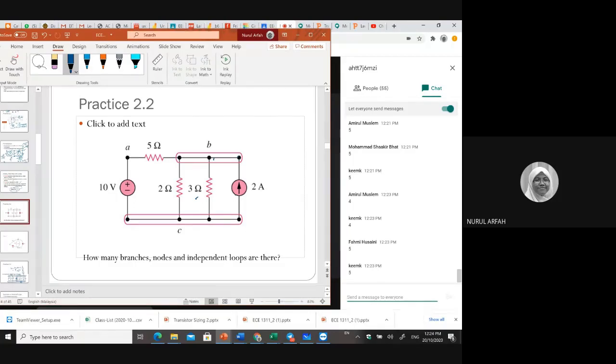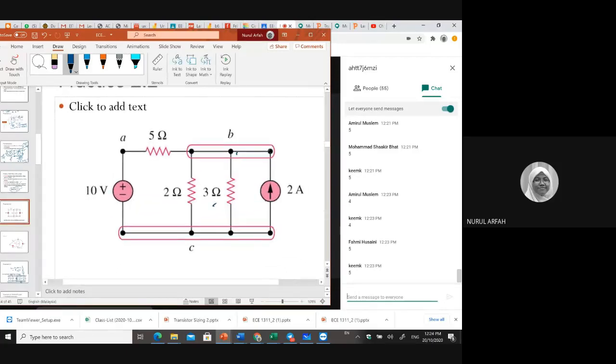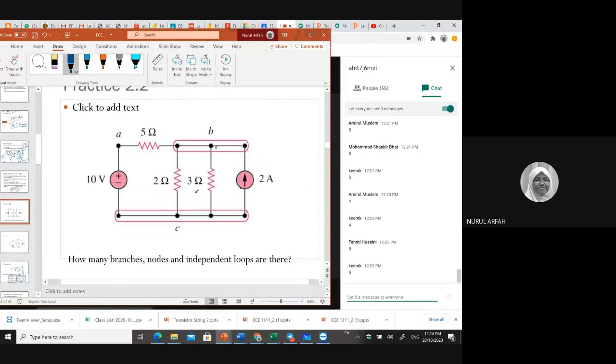Let's skip this one. Okay, how many nodes do we have here? Nodes.